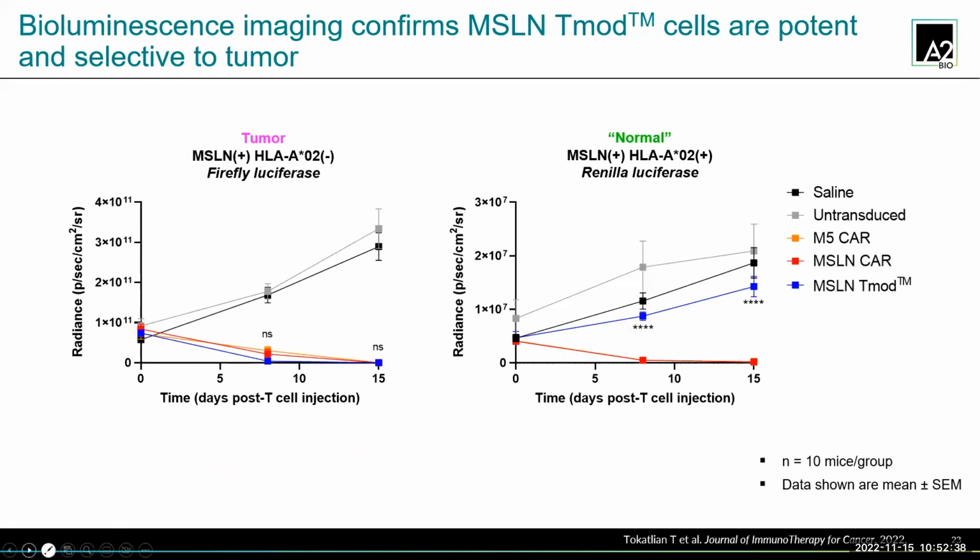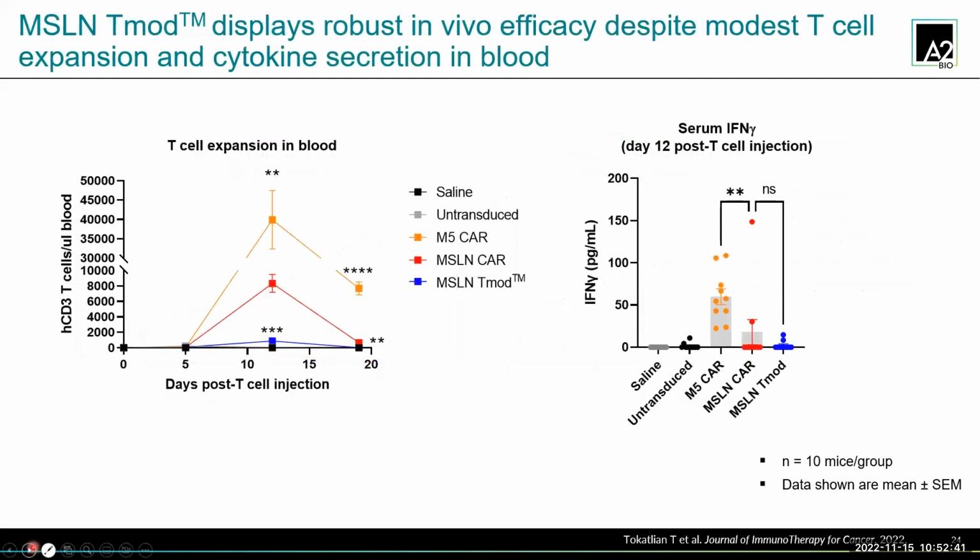Interestingly, despite the robust in vivo efficacy that we observed for mesothelin CAR, M5 CAR, and mesothelin TMOD, TMOD T cells had a relatively modest T cell expansion in the peripheral blood. So when we tracked CAR T cells in the blood over time, we saw at the peak response, which was about 2 weeks post T cell injection, that mesothelin TMOD T cells were about 10-fold lower in the blood compared to mesothelin CAR alone. And these were both lower than the expansion that was observed for M5 CAR.